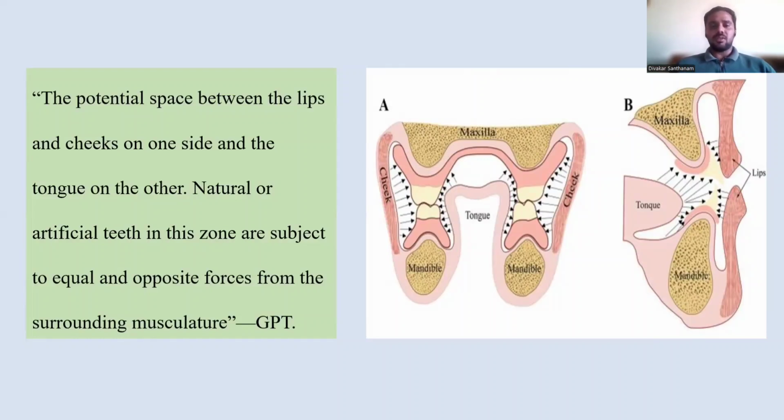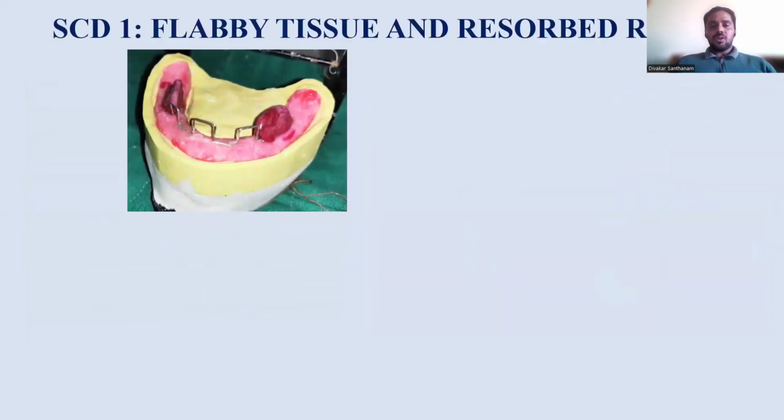It is a potential space between the lip and cheek on one side and the tongue on the other side. So the action of these muscles, cheek muscles or tongue muscles, will be neutralized in these areas. When we arrange teeth in these areas, the denture will be stabilized in the patient's mouth, even when the patient is doing all the functional movements of the mouth. So how will we record this neutral zone?